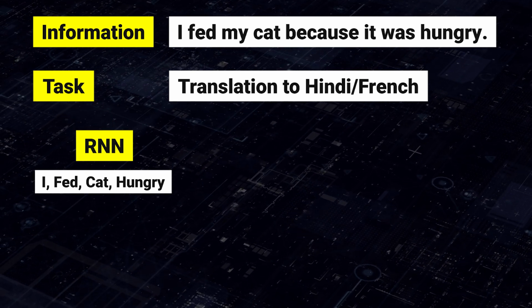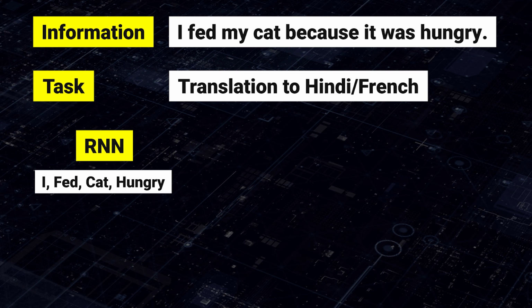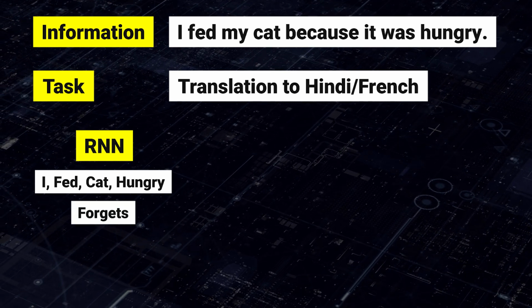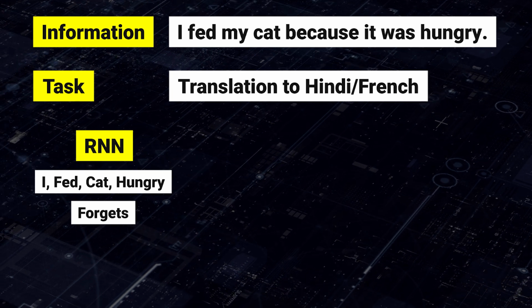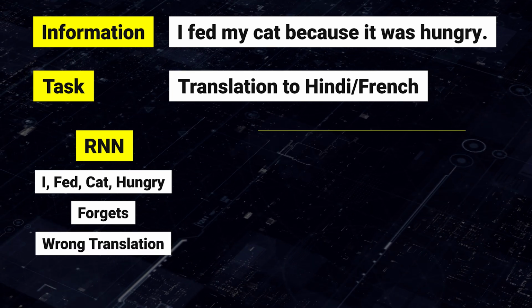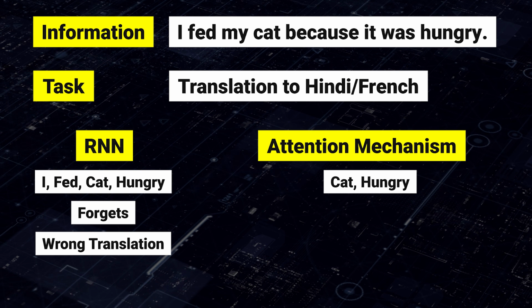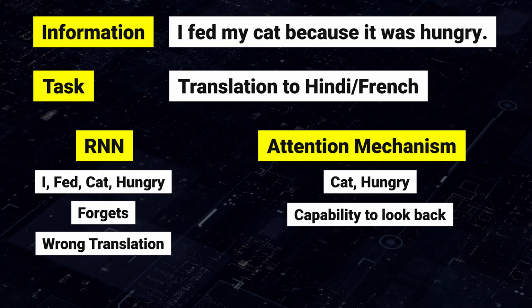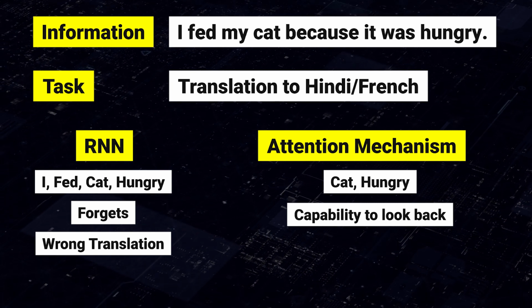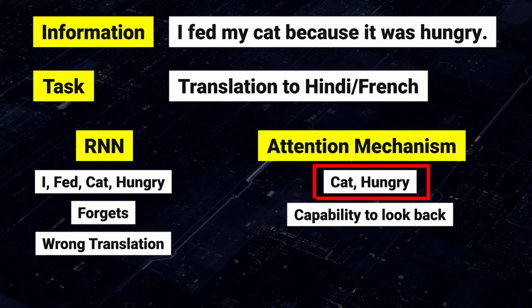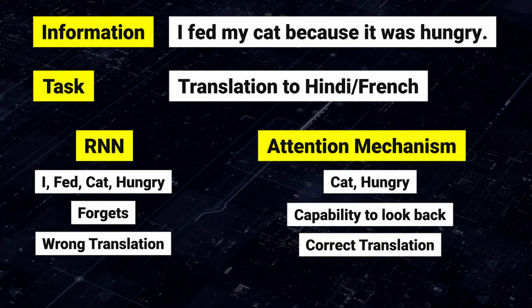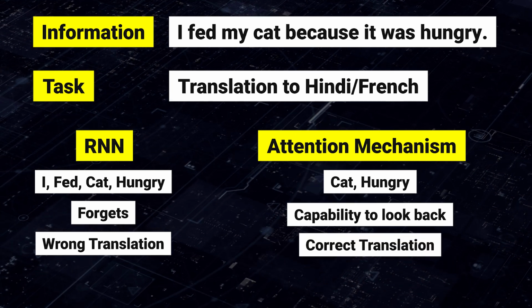Post that, once it starts translating, it might probably face an issue with the word it because it forgets whether it refers to the subject I or cat and leads to an incorrect translation. Whereas the attention model, when translating the word it, has the capability to look back at the entire English sentence, highlighting, let's say, cat and hungry as relevant, and thus helping the model accurately translate it as referring to the cat. Now, can you guess what happened next to this?